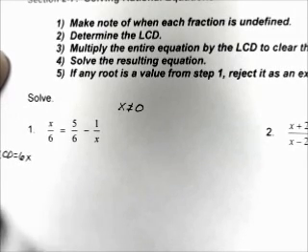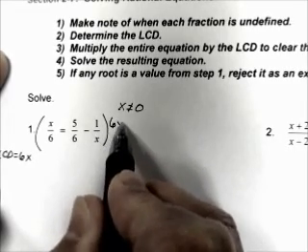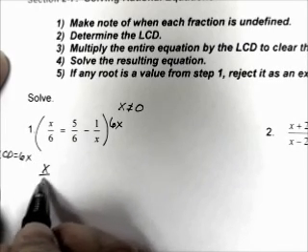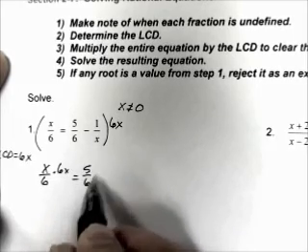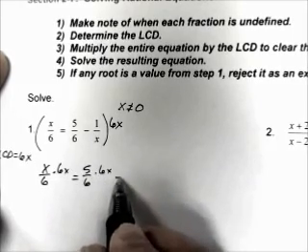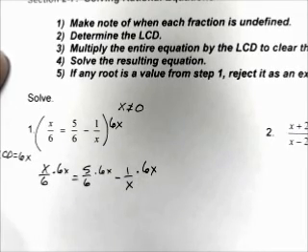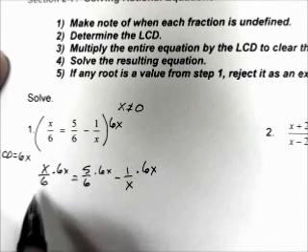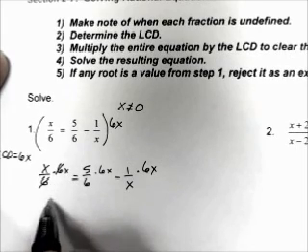We're going to multiply the entire equation by 6x. That means multiply each term by 6x. So that means x over 6 times 6x equals 5 over 6 times 6x minus 1 over x times 6x. Now, when we go to multiply here, we can divide out the 6's that are common to numerator and denominator. So we're left with x times x, which is x squared.